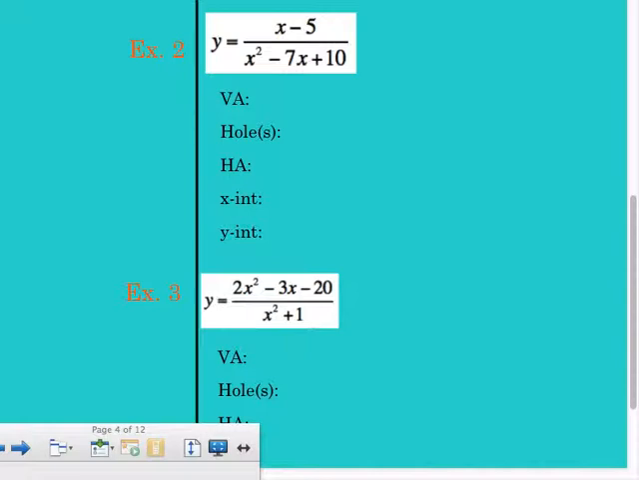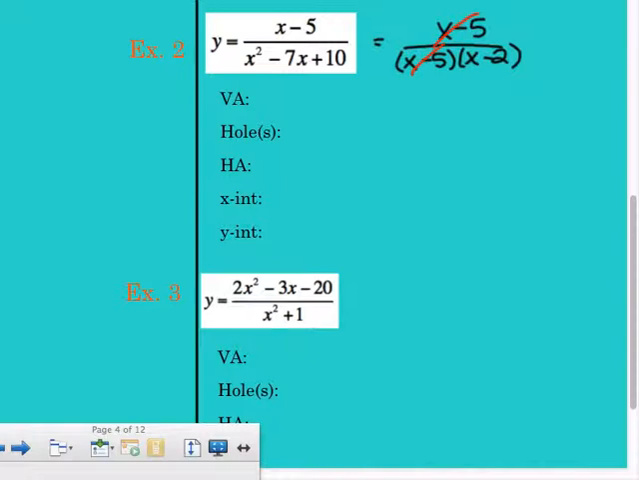Let's try this next one: x minus 5 over x squared minus 7x plus 10. Again, the first thing you need to do is factor it. So I'm going to factor the denominator into x minus 5, x minus 2. You should notice that there's an x minus 5 in the numerator and in the denominator. That should tell you that you're going to have a hole. I'm going to cross it off just so that you remember that we don't exist at that point.